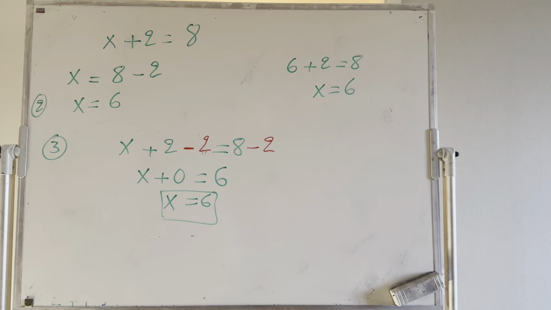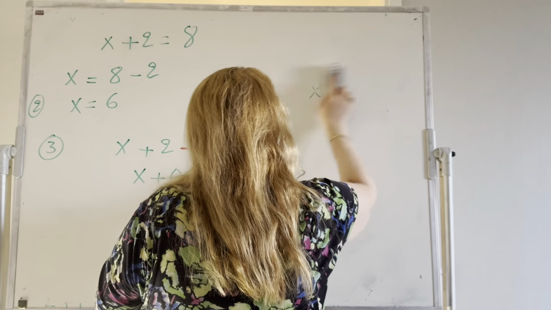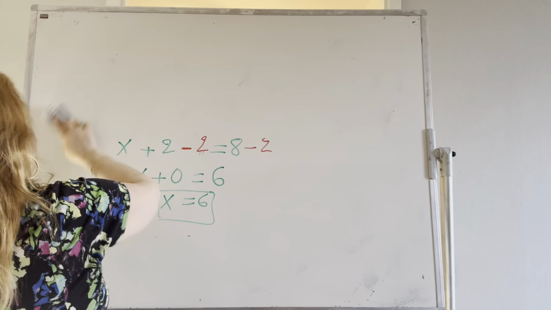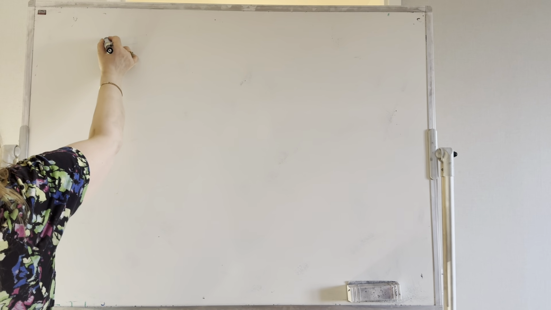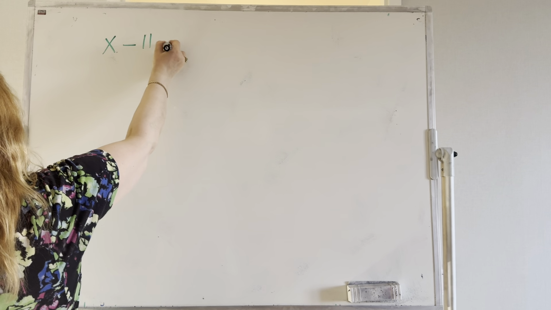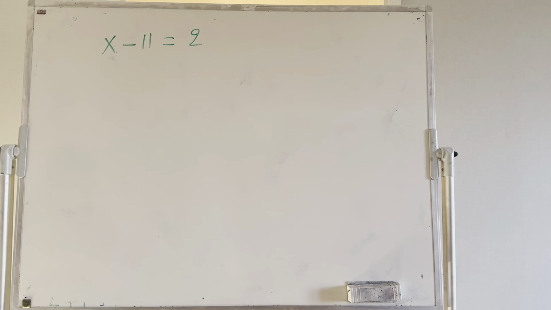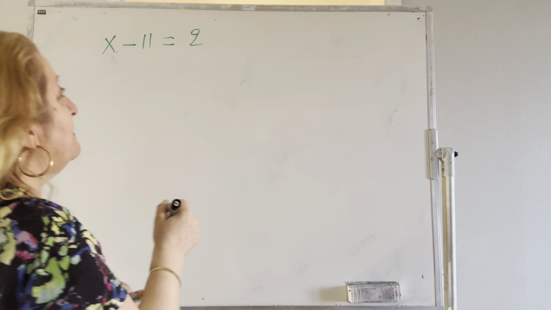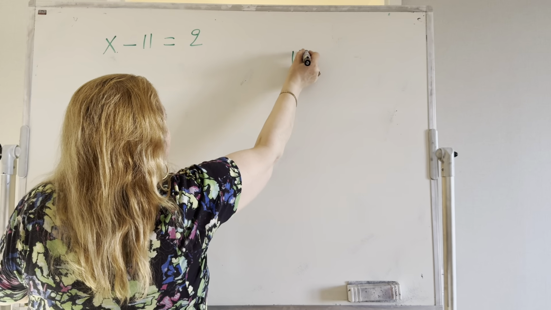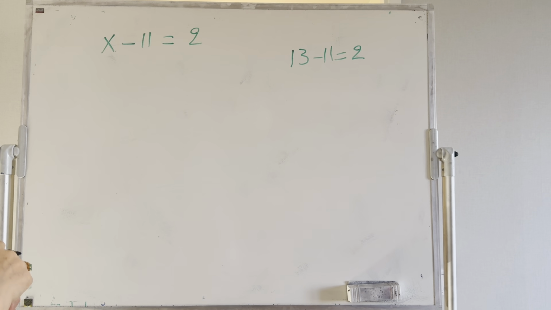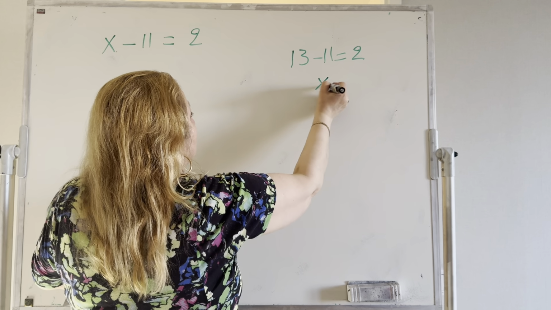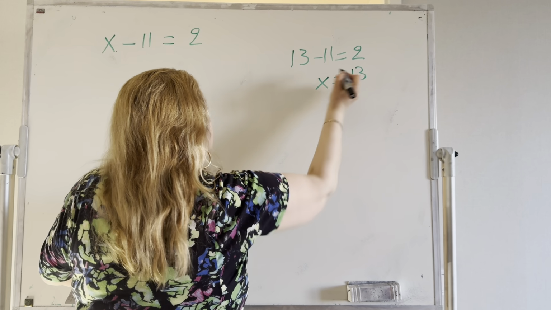Another example. X minus 11 equals 2. And when I think logical thinking, instead of x, if I write 13 minus 11 equals 2. This is the first method. So x equals 13.